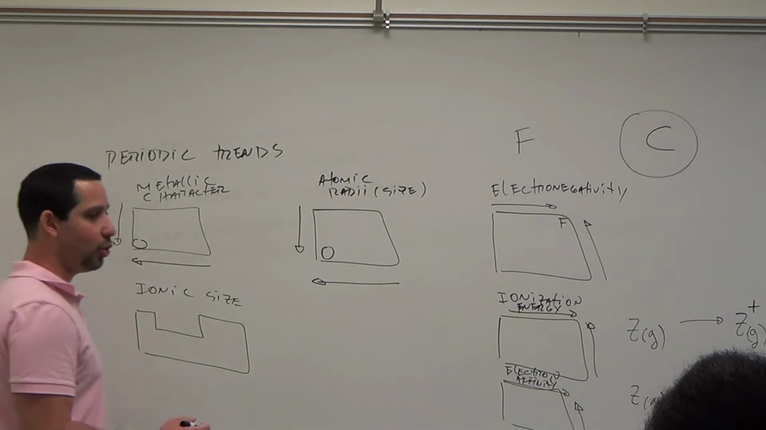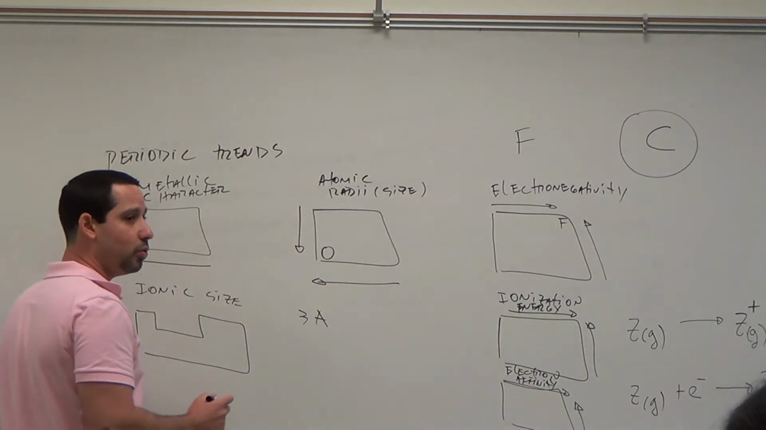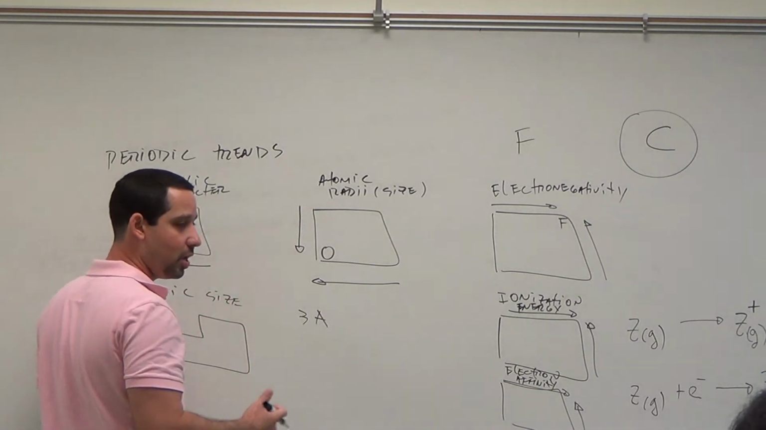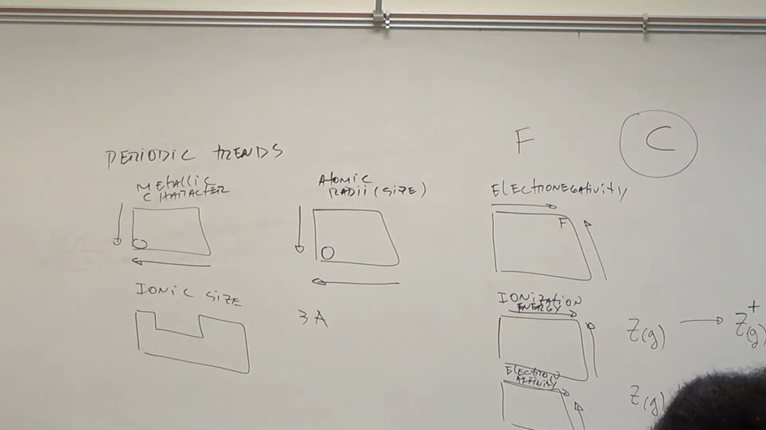So any element in group 3A, what does it like to do in order to achieve the octet rule, meaning having 8 electrons in the outermost shell?